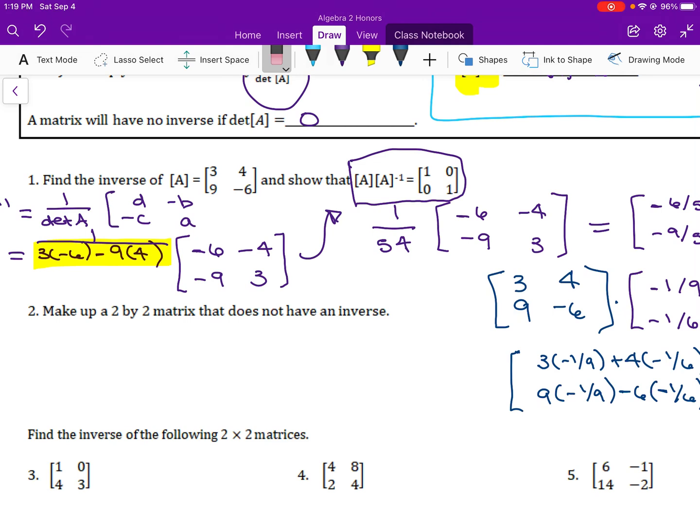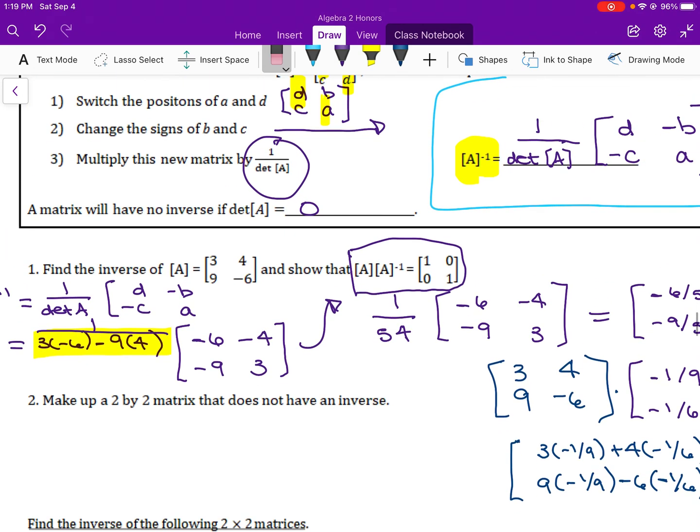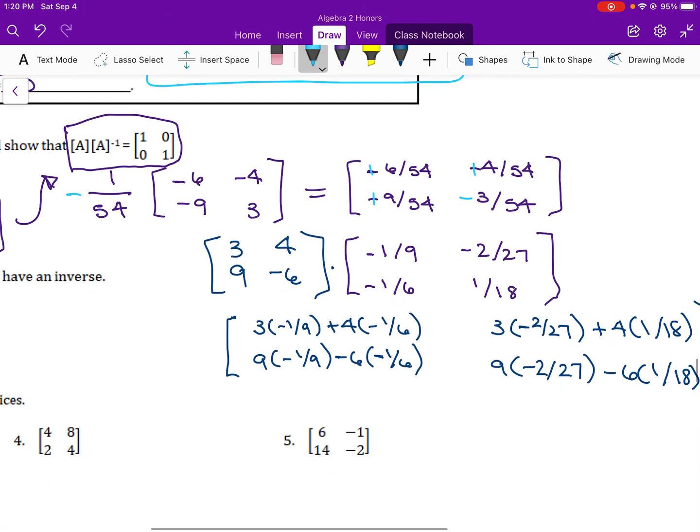-18. You know what it was? I think we dropped out a sign. Look at that. That's all it takes. Back here, 3 times -6 minus 9 times 4 should give me -54. So this guy was negative, meaning when I multiply it in, positive, positive, positive, negative.